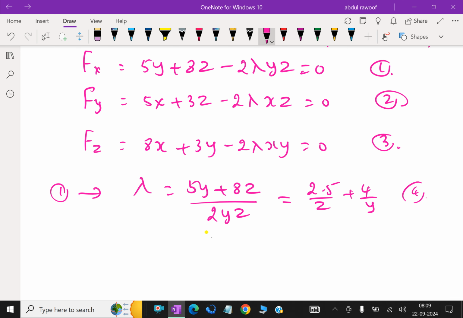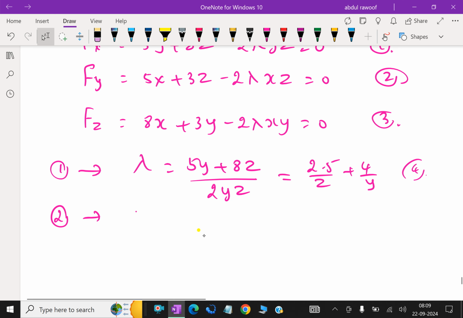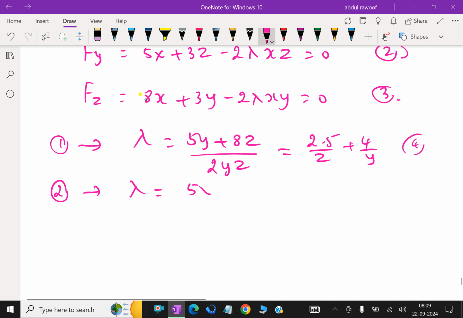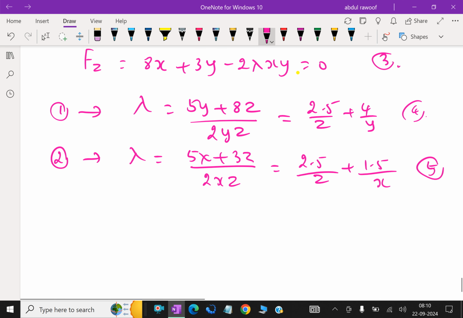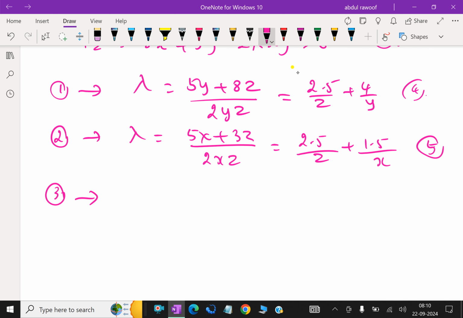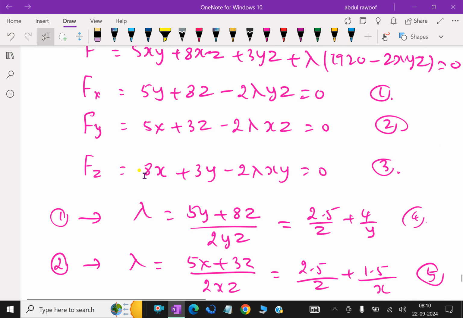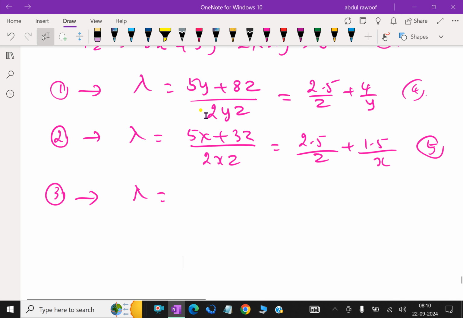Like this, from equation 2 we get lambda equal to 5x plus 3z over 2xz, which gives 2.5 over z plus 1.5 over x. This is equation 5.